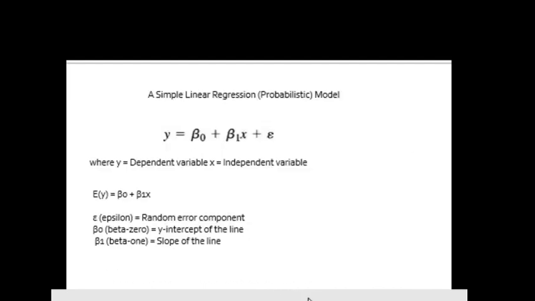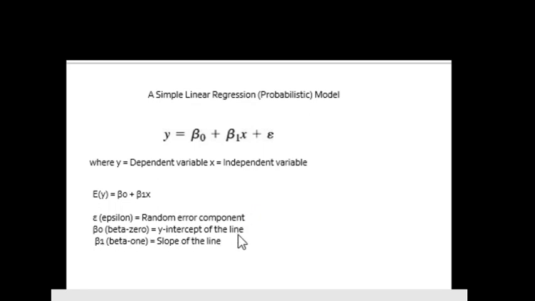Okay, then here is the predicted model, the model that we will use. It's the equation of a straight line. So y is equal to beta 0 plus beta 1 x plus epsilon, which is the random error term. That's the distance between the data points and the straight line.